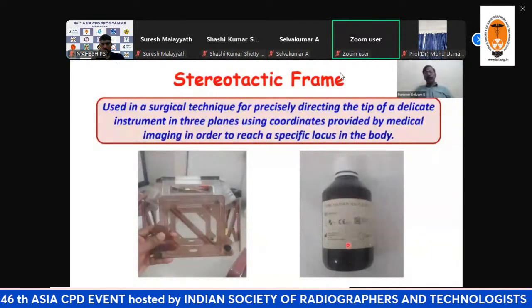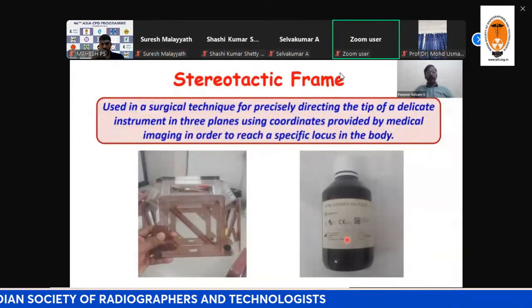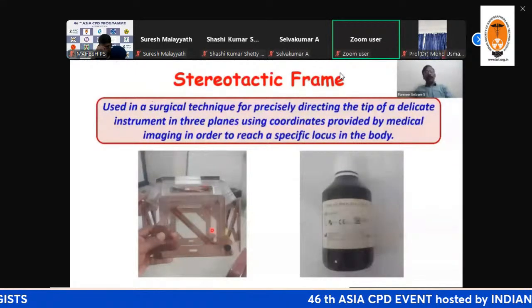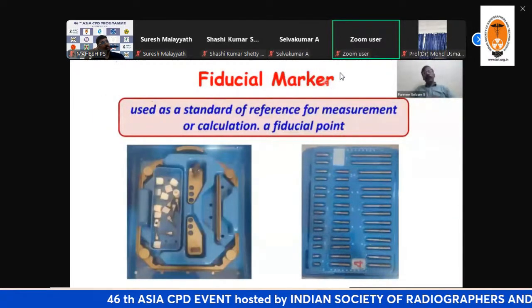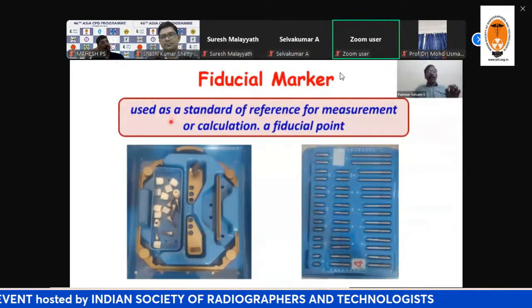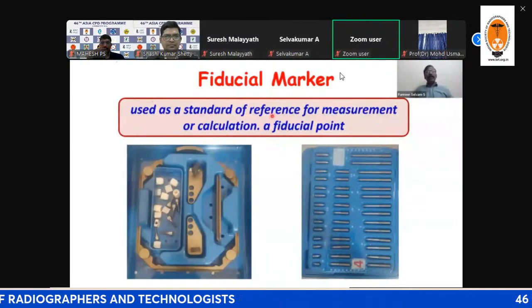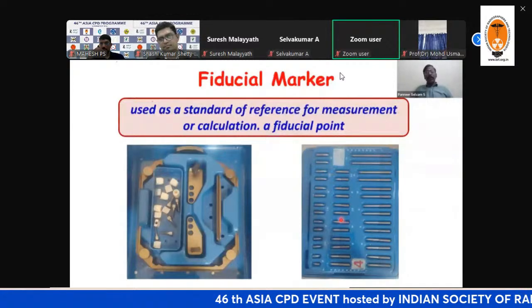And of course, what you see, this image is a component called copper sulfate solution, which is going to act as a solution for marker actually. What do you mean by that? See, in this frame, to localize the tissues, there is a lesion, we need a fiducial marker. Fiducial marker means it is a marker which is used to localize the point, used as a standard of reference for measurement or calculation, a fiducial point. That's how the fiducial marker looks.